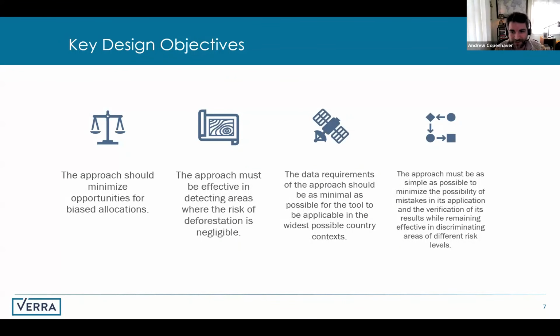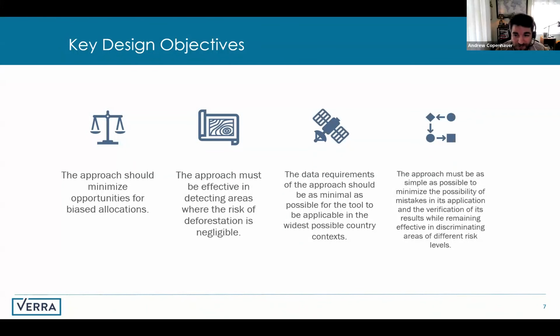Thus, our first key design objective is that the approach should minimize opportunities for biased allocations. We want to make sure that we avoid situations where allocations might be distorted to favor or disadvantage particular projects via either the approach itself or the underlying data. Second, we wanted the approach to be able to identify areas of extreme low risk of deforestation to make sure that such areas receive minimal activity data allocations and do not lead to inflated baselines.